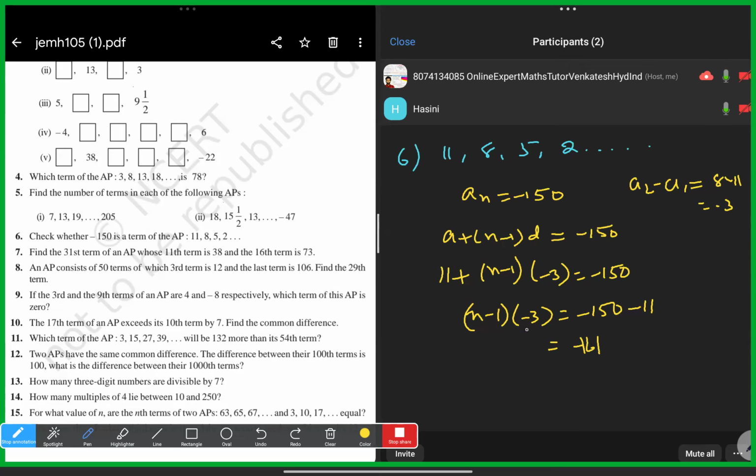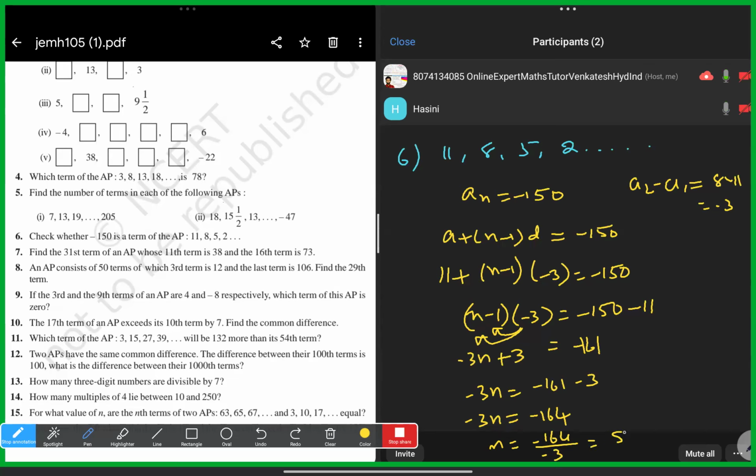This minus 3 I am distributing it. Minus 3n, minus of minus is plus. Minus 3n plus 3 is equal to minus 161. Plus 3 will go that side with a minus, so minus 3n is equal to minus 164. Both negative, we should add it first. So now n is equal to minus 164 divided by minus 3. Minus will get cut.